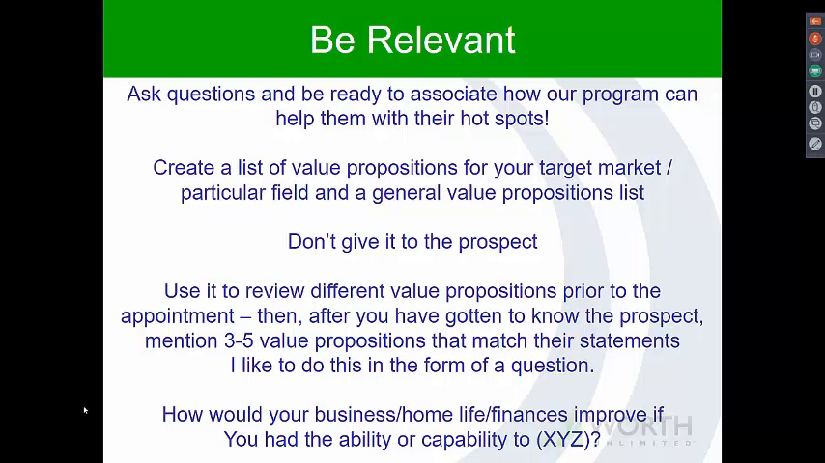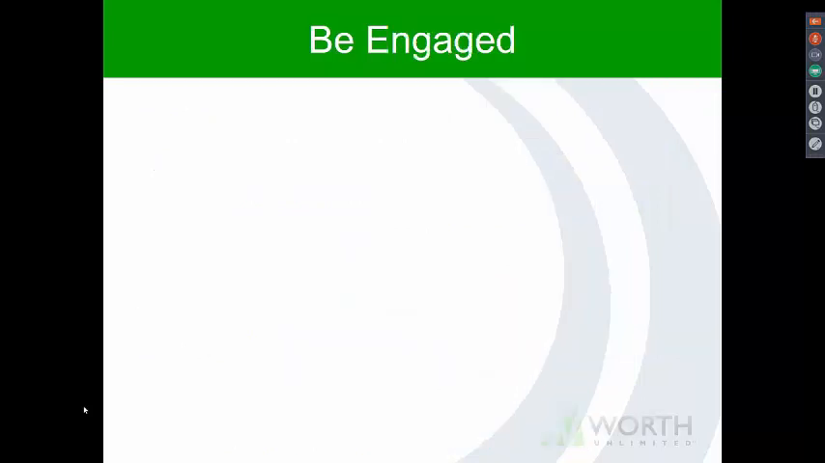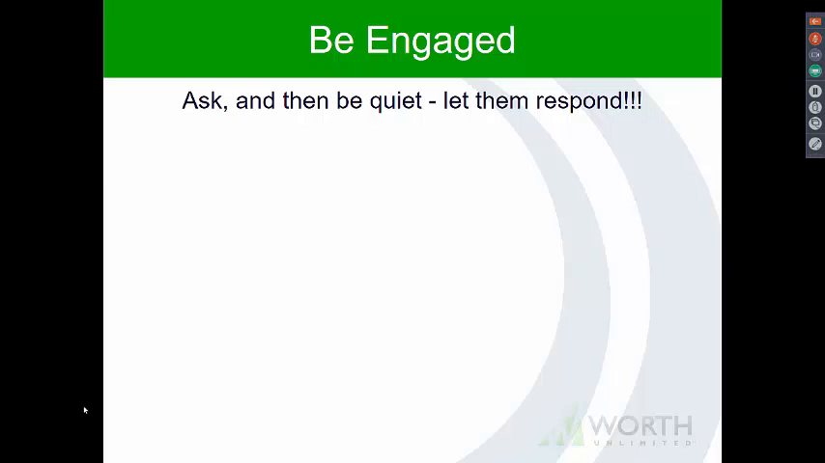You're going to see the emotion come out. Remember, they buy on emotion. They back it up with logic. You better hit the value propositions to get the emotion. You better be that trusted advisor that is asking questions, that trusted advocate that can lead them through the process, hit their value propositions, make it relevant to them, and move them forward in the process. Be engaged. Ask and then be quiet. Let them respond.